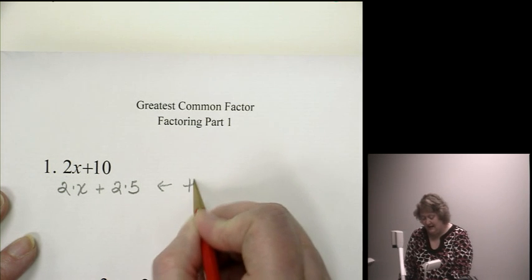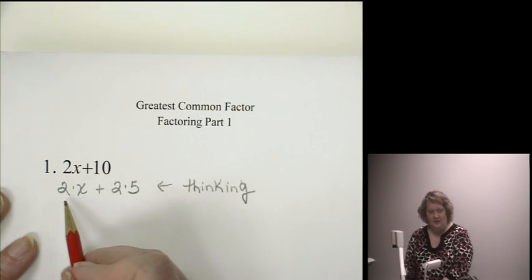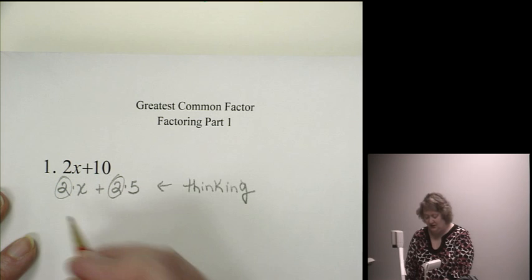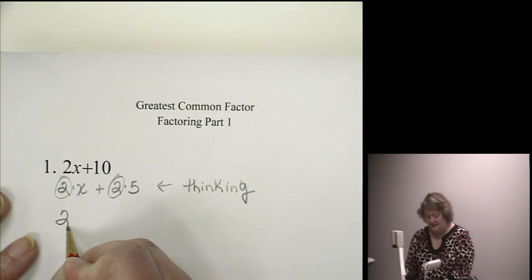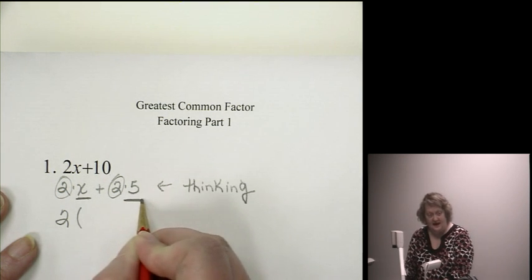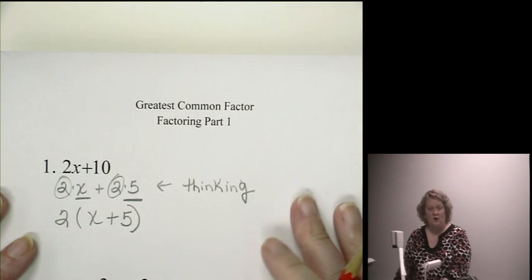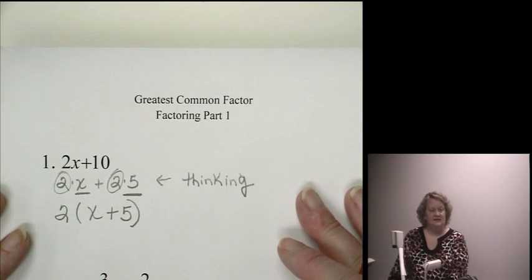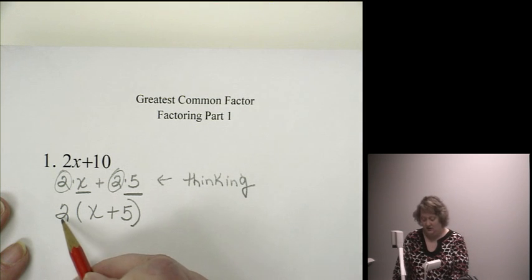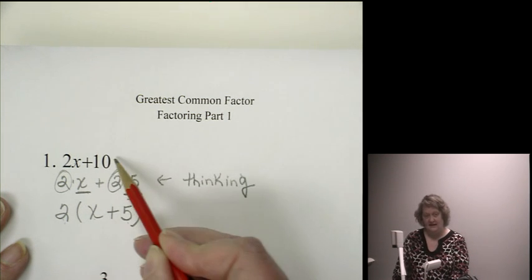But this is our thinking step. This is what we're thinking and processing. We're thinking that both of these share this 2. So because they share that 2, we can write that 2 out front and write what's left, which is that x and that 5, and we're going to keep that plus sign: x plus 5. Because what we've done is rewrite this using our distributive property, because we can multiply this back, 2 times x and get the 2x, and multiply 2 times 5 and we get the 10.